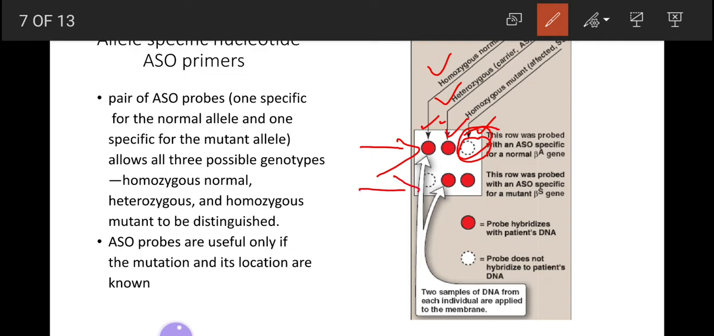The second row was probed with the ASO designed against the mutated gene. It will bind to the heterozygous and to the homozygous mutant. The normal DNA will not be bound by the probe. So in this case, we can find out the heterozygous carrier allele.